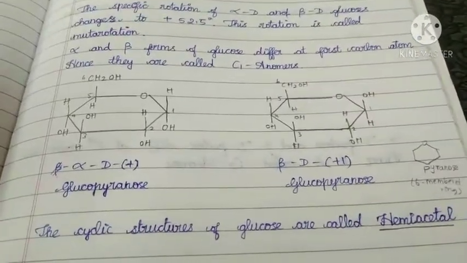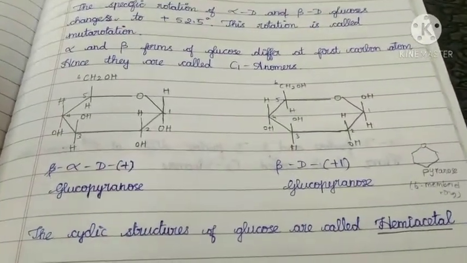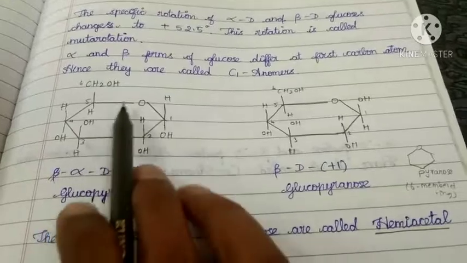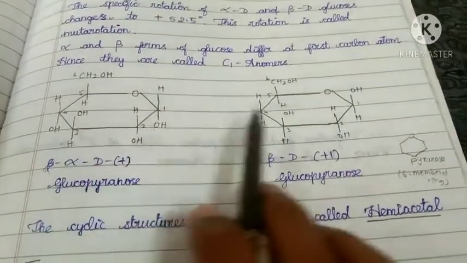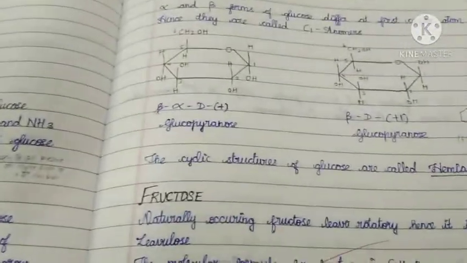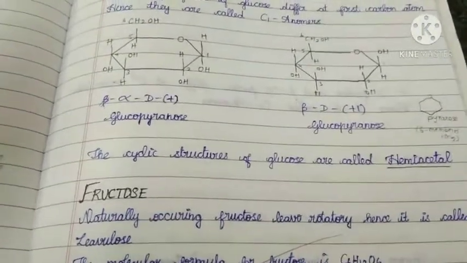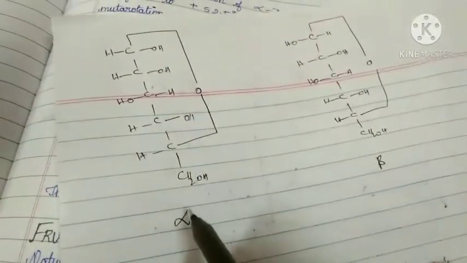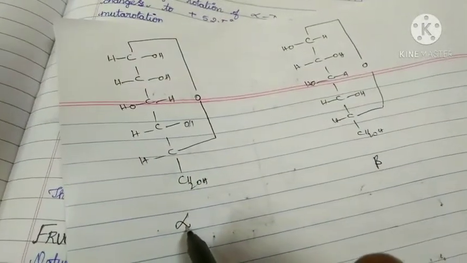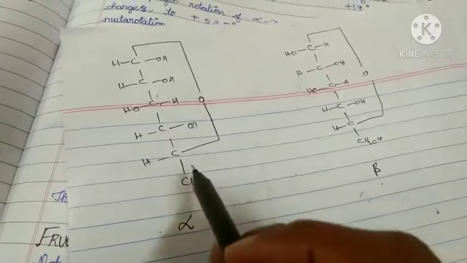Here we have to learn some more points regarding glucose. These are cyclic ring structures. These structures are obtained from these two structures. I will show how they are obtained. See, this is alpha D glucose, this is beta D glucose.